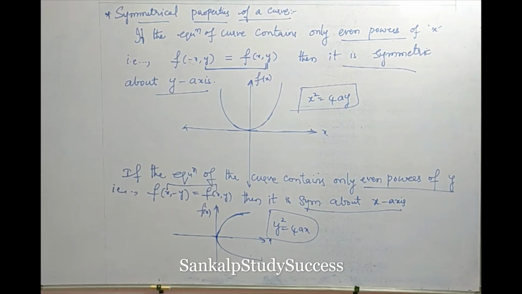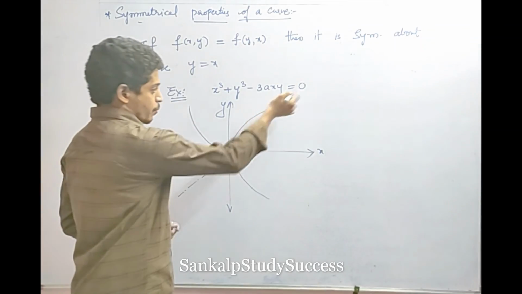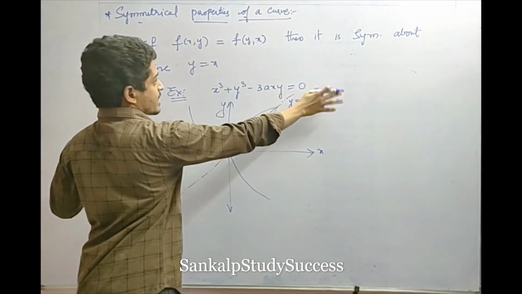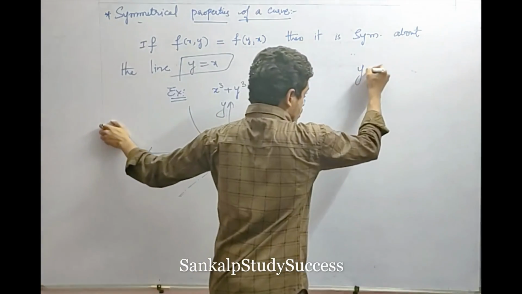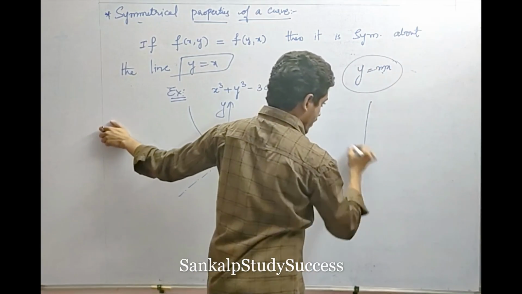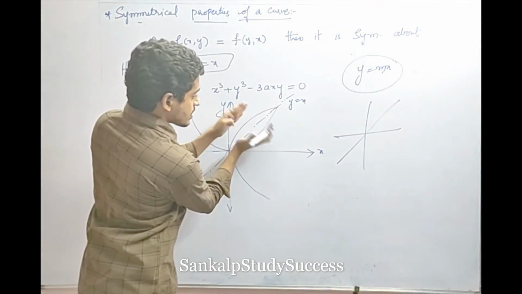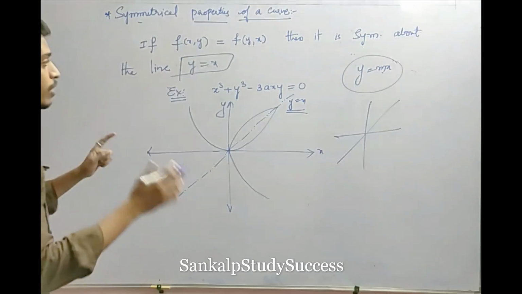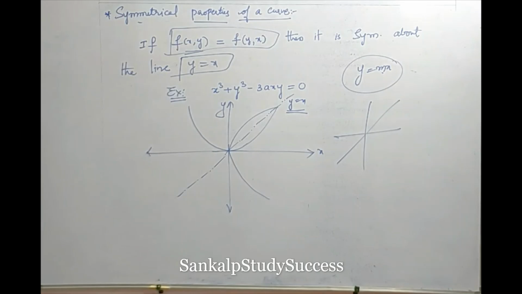Now let us see the other curve, which is symmetrical about the line y = x. Friends, if f(x, y) = f(y, x), then it is symmetric about the line y = x. Recall y = mx + c, where m is the slope. y = mx is a straight line. When we fold along this line, the curve will touch itself. This is symmetrical about the line y = x. Here f(x, y) equals f(y, x), so there is no negative sign. These are the symmetrical properties of a curve.